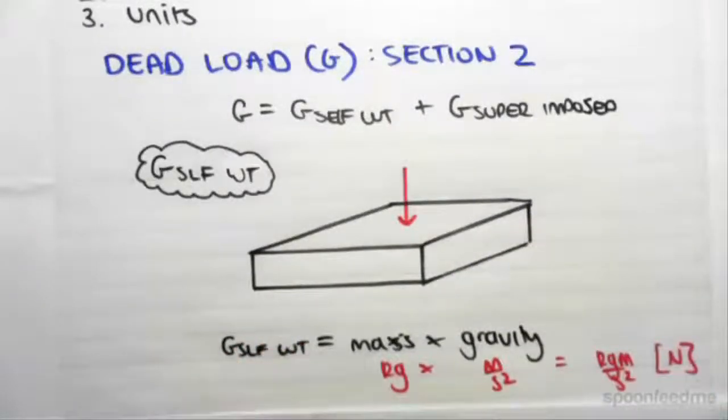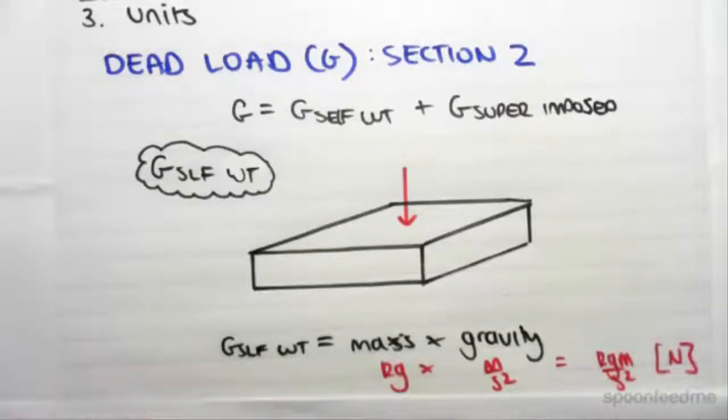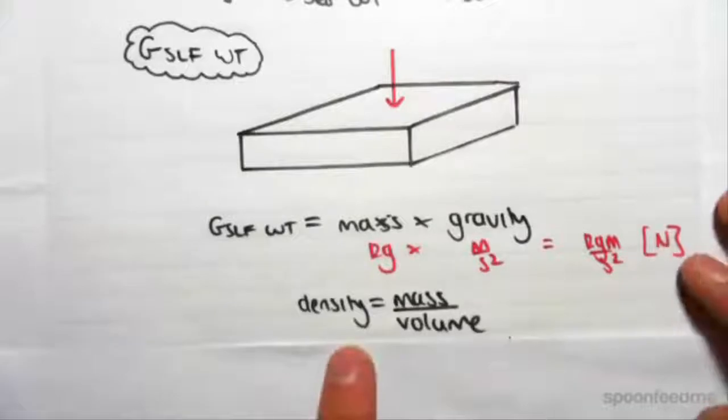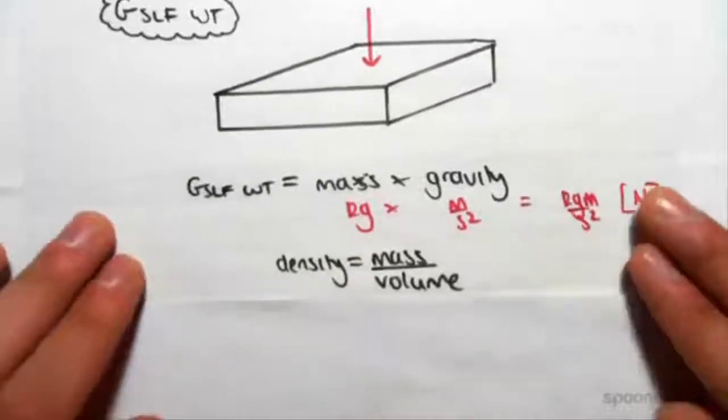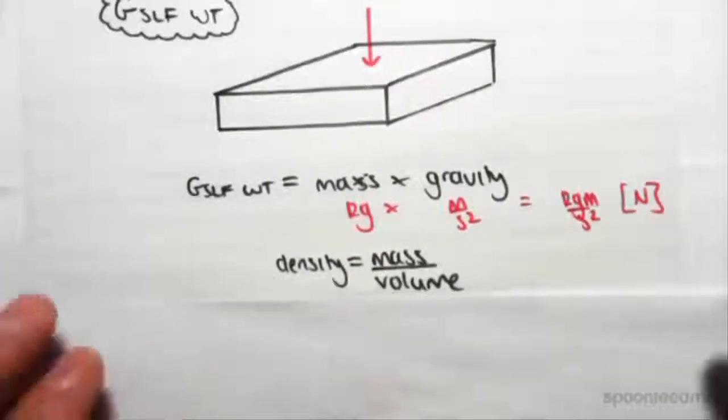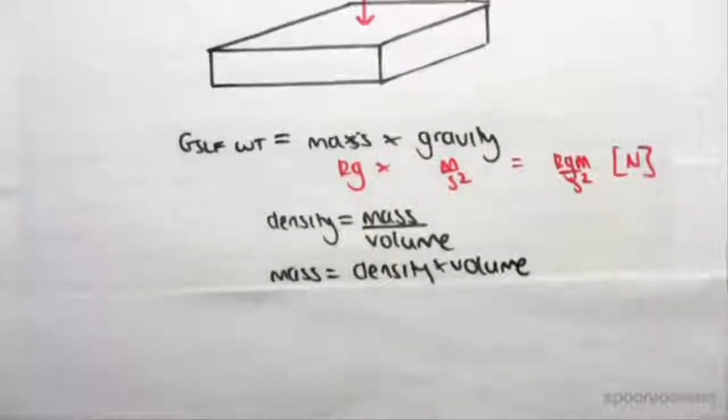Now, normally we don't know the mass of a slab. So we have a huge slab in a building, we can't use a scale to weigh this slab. It's not practical. What we do know and what we can work out is definitely the volume of the slab. We can work that out, and we would know the density based on its material properties. So we're going to use this relationship here, density equals mass on volume. Rearranging that to get mass equals density times volume.